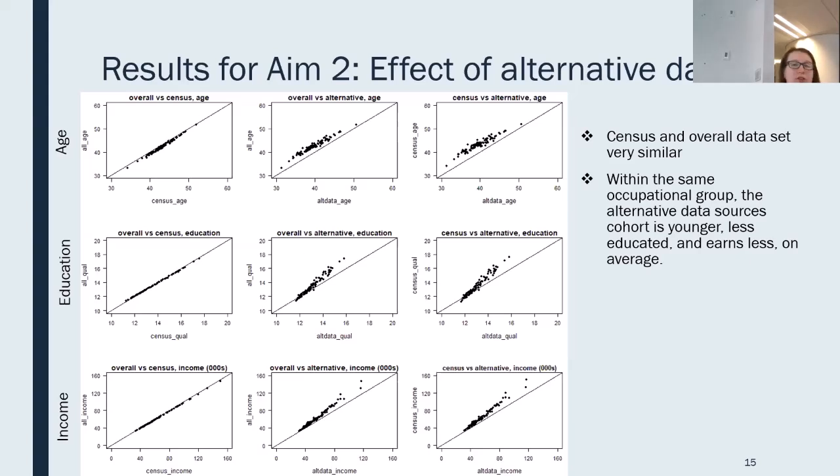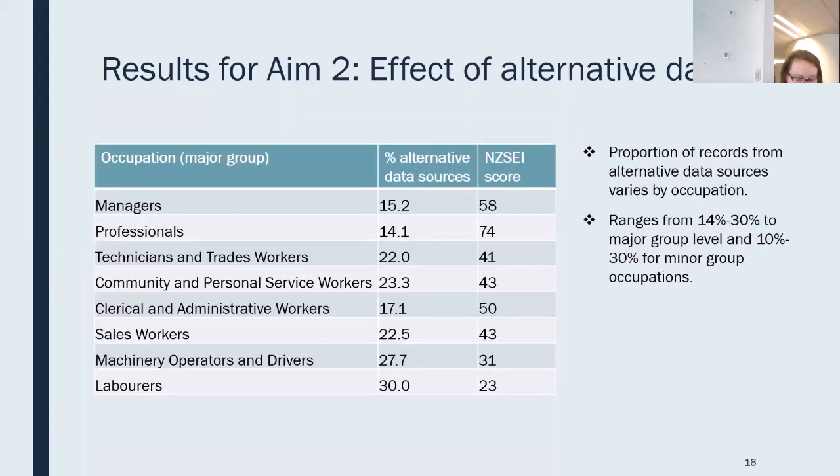The alternative data sources cohort is younger, less educated, and receives less income for the same occupational group on average. We can also see that the proportion of data from alternative data sources varies across occupations. Major group occupations with lower NZSEI scores, which have been calculated as a weighted average of the minor group occupation scores, have higher proportions of their records from alternative data sources.